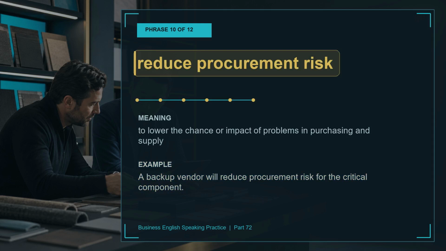Procurement risk includes supply interruption, quality failure, fraud, price volatility, and compliance issues. Control should match importance. Use this phrase when strengthening purchasing resilience. Now repeat. Reduce procurement risk.